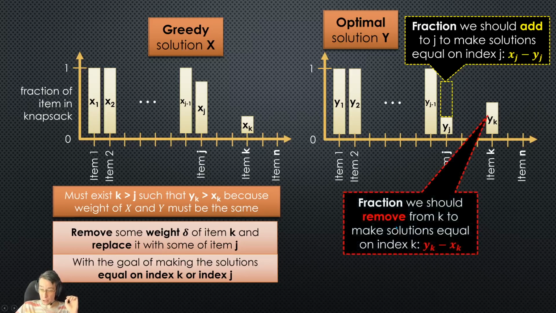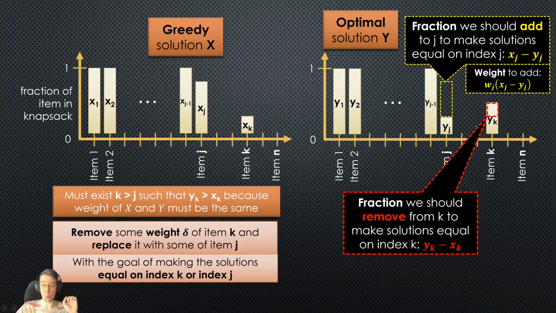Now, the fraction that we should remove from k to make the solutions equal on index k is this red box here, which is yk, since yk is greater than xk, minus xk, right? This is the amount we should remove from yk to bring this box down to the level of xk to make these two solutions match on index k. Now that's the fraction of this item that we should remove, a fraction between 0 and 1, because that's what these yk and xk variables are.